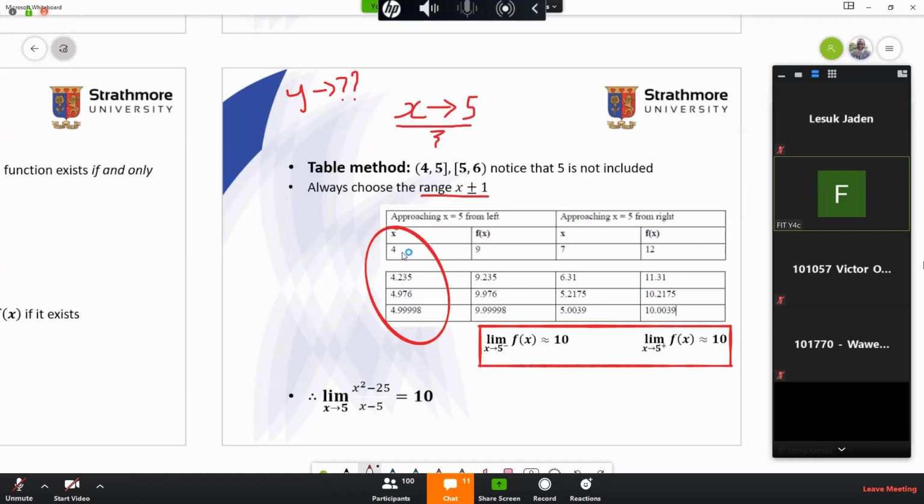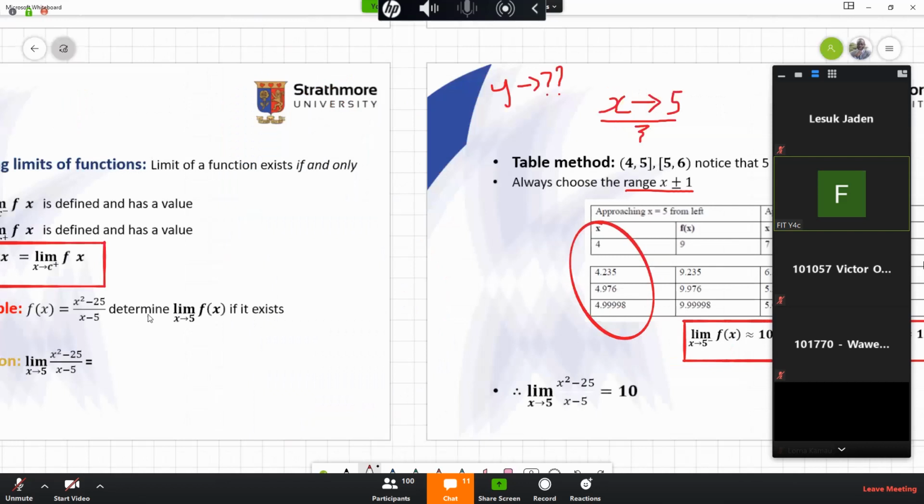So when x is 4, what is y? Just substitute this value into the function: 4 squared minus 25, divided by 4 minus 5, and that gives 9.